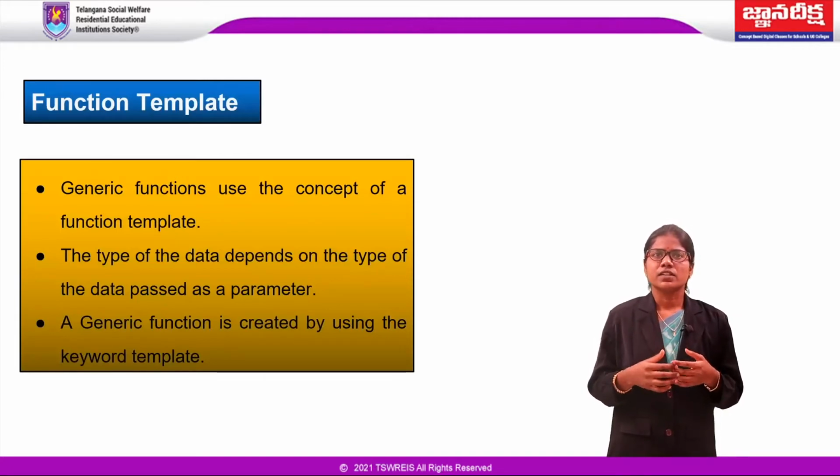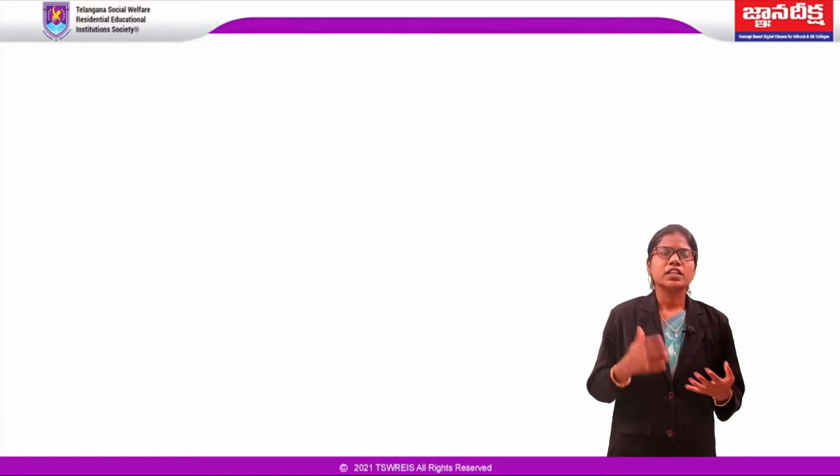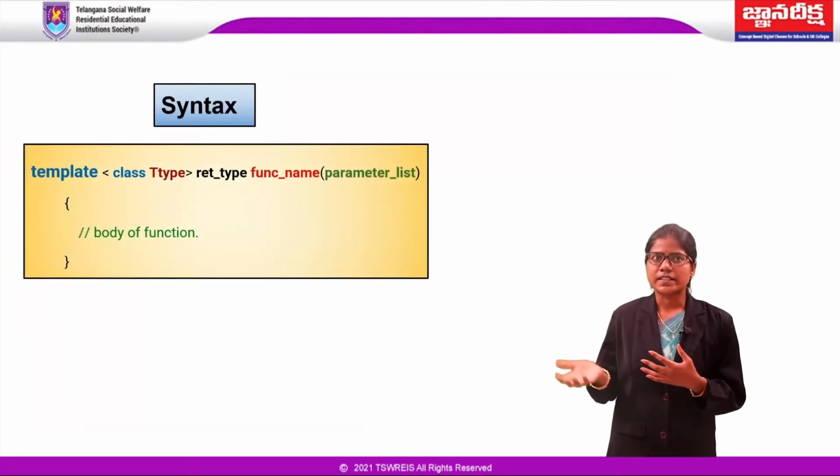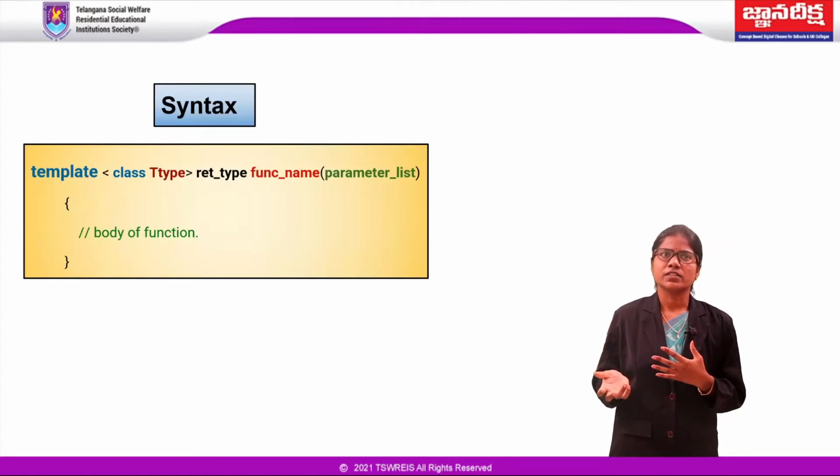For example, the quicksort algorithm is implemented using a generic function. It can be implemented for an array of integers or an array of floats. A generic function is created by using the keyword template. The template defines what the function will do. This is the syntax of a function template.